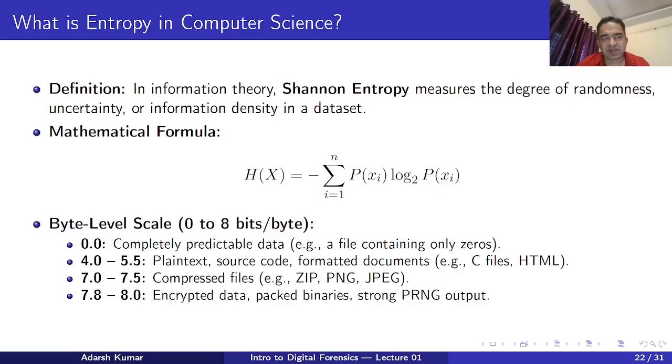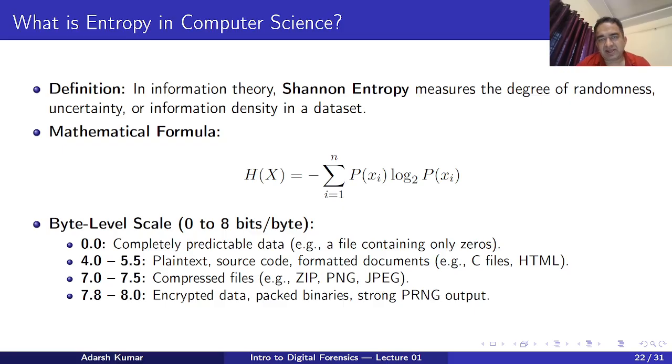So let us first understand what is entropy and what is its importance in computer science and computer forensics. The Shannon entropy measures how random or unpredictable the data inside a file is. So in digital forensics, we measure this on a scale from 0 to 8 bits per byte. A score of 0 means the file is completely predictable, like a document filled entirely with zeros.